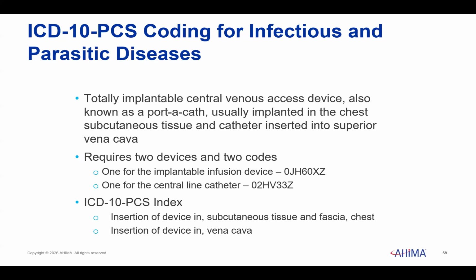Right. So again, here it's totally implantable central venous access devices known as portacaths, right? So if you see portacath, that's what they're talking about. These are implanted in the chest, subcutaneous tissue, and the catheter is inserted into the superior vena cava. This requires 2 devices, therefore 2 codes. One for the implantable infusion device, which is 0JH60XZ, and one for the central line catheter, 02HB33Z.